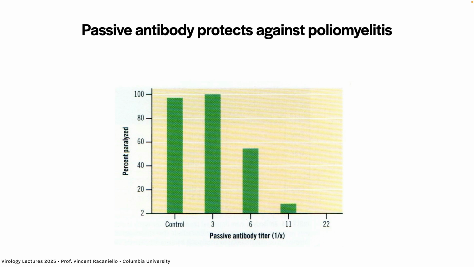And then with increasing titers of antibodies, so we're going from dilute to more concentrated, you can see that the number of animals paralyzed decreases. So at this concentration of antibody, none of the animals are paralyzed. So the antibodies are protecting the animals from paralytic disease.